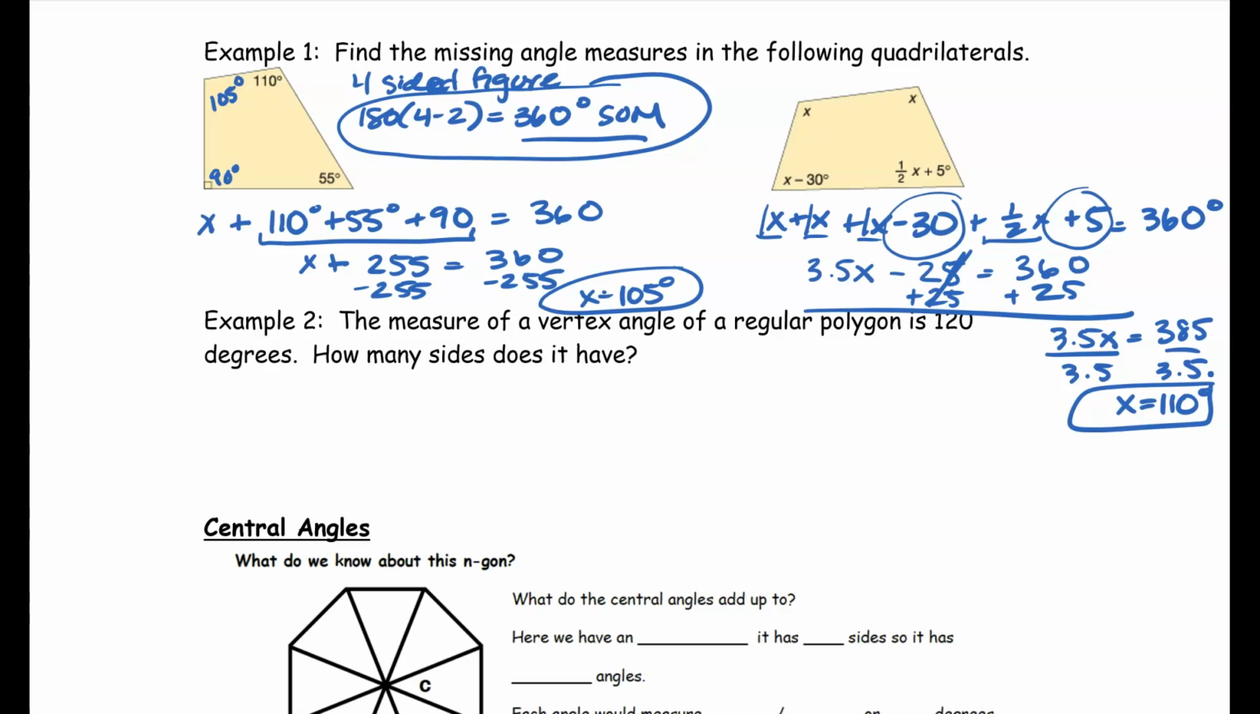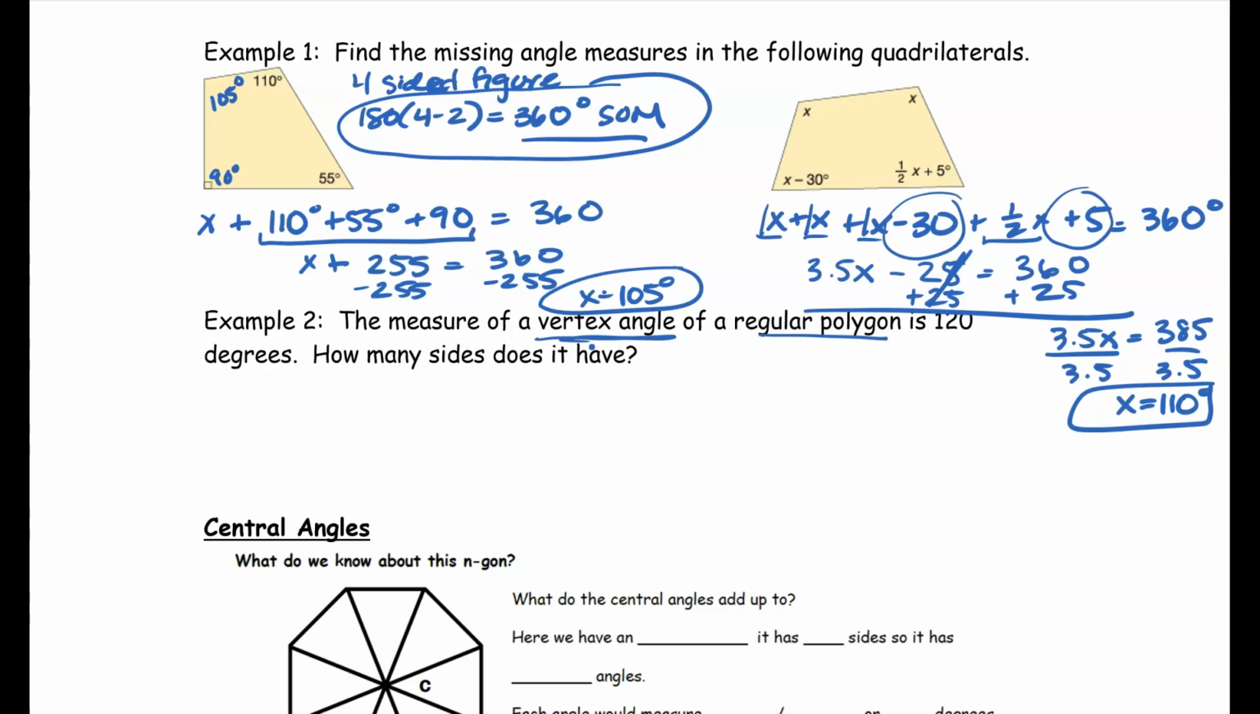Example 2: the measure of a vertex angle, so that's important, of a regular polygon is 120 degrees. How many sides does it have? Now you could certainly look at the table, or you might just remember, oh yeah, it's a hexagon, 6 sides, because we just talked about that. Let's go through this problem though from the very beginning, so that way we can see how you'd use the formula in case you were given a degree measure that you weren't familiar with or that wasn't on your table.